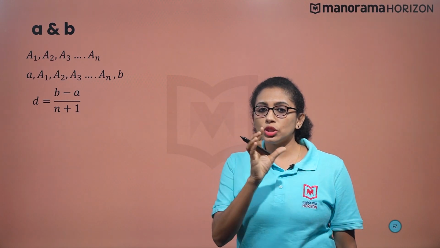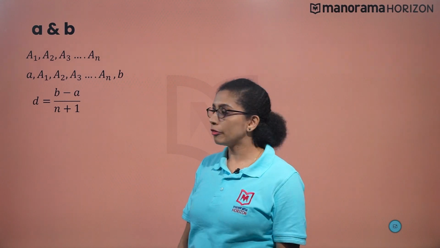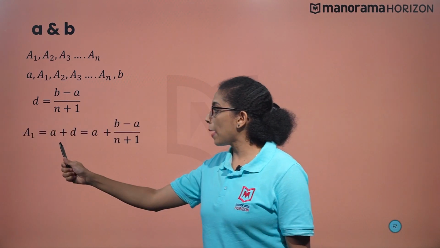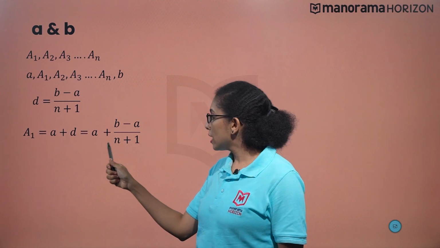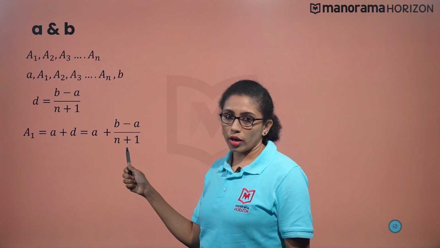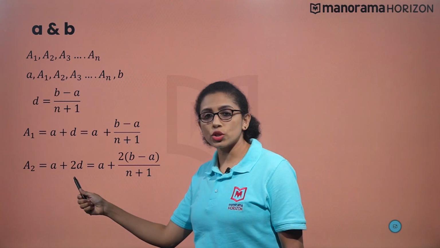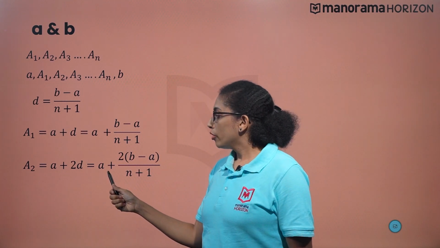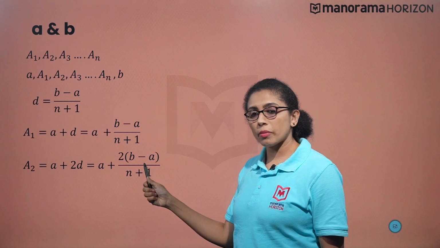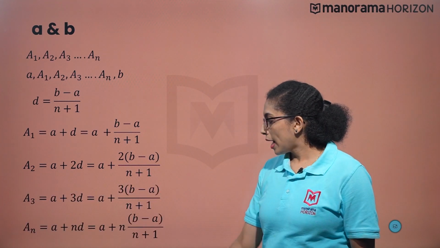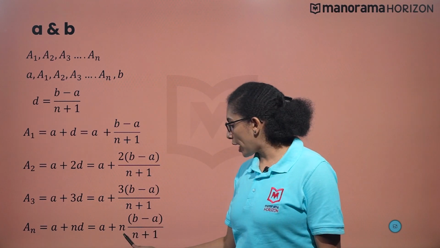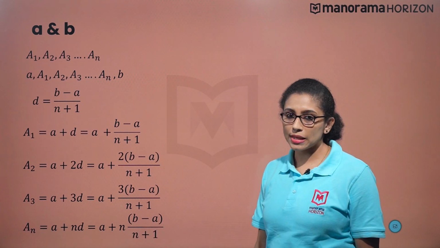The n numbers between A and B are as follows, where A1 is equal to A plus D, which is equal to, substituting the value of D, A plus B minus A by n plus 1. Similarly, A2 is equal to A plus 2D, the second term. So, we'll get it as A plus 2 into B minus A by n plus 1. Similarly, A3 and An will be A plus nD, which is equal to A plus n into B minus A by n plus 1. Let's check this concept with an example.